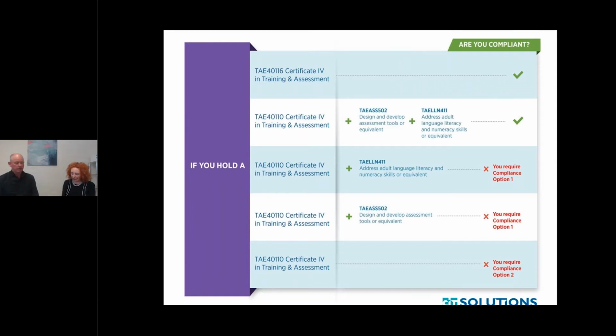Okay, fantastic. If you just hold, for example, the TAE40110 and only one of those other two units, then you'll need to complete the other unit that you don't have. Or if you have neither of those two units along with your TAE40110, you will need to be compliant by getting the other two units.